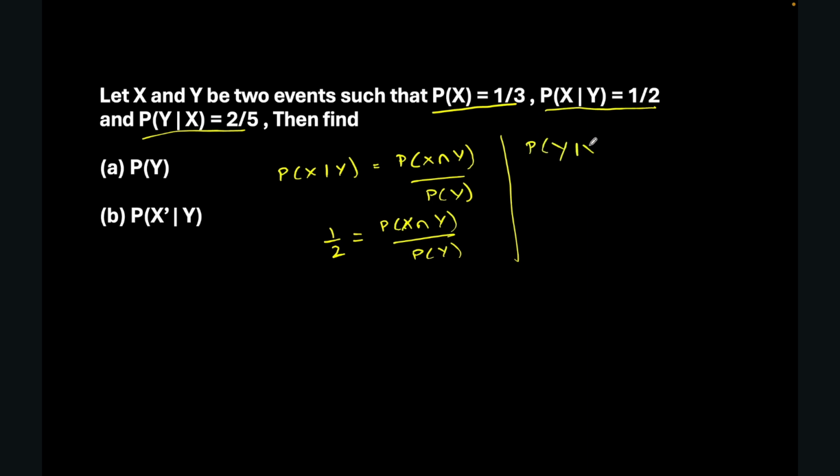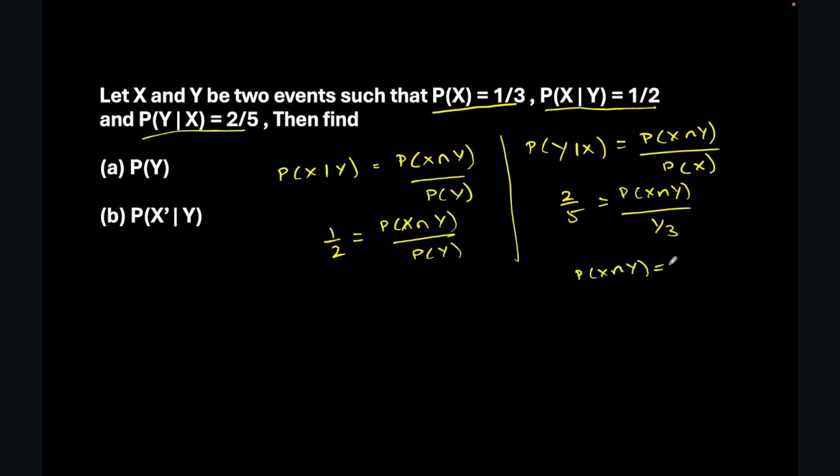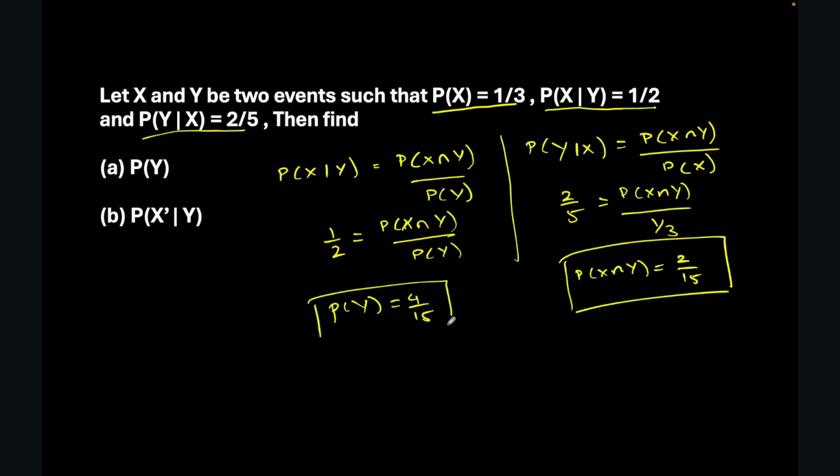So probability of Y given X is probability of X and Y over probability of X. Okay, so I know this is 2/5. I can find the intersection probability of both events happening, and I know probability of X is 1/3. So 1/3 will go here, and I'll get X and Y happening together is 2/15. So that's what I have. Now I can put it here and then multiply this by 2. So I get probability of Y is 4/15. Okay, so this is my first answer.